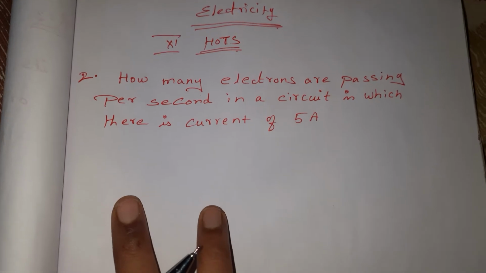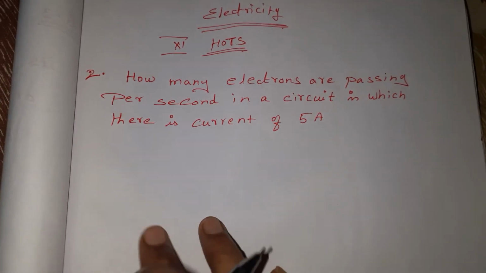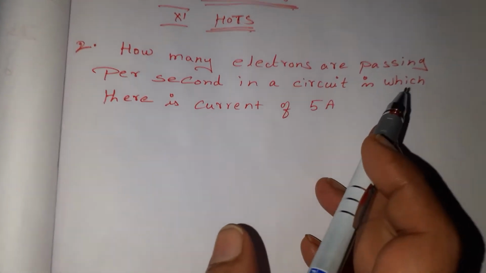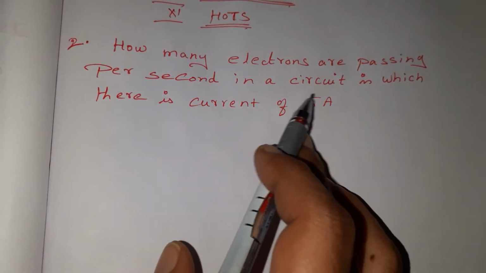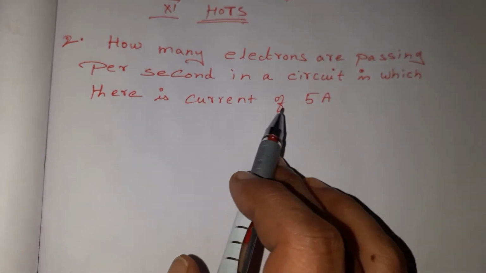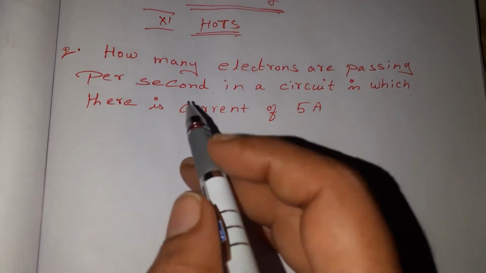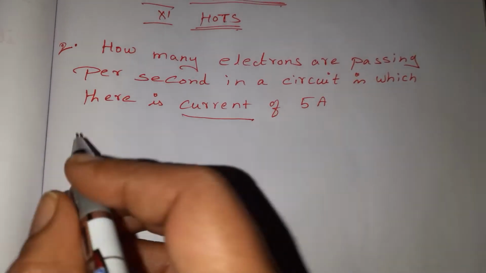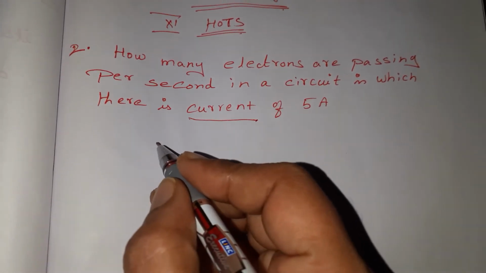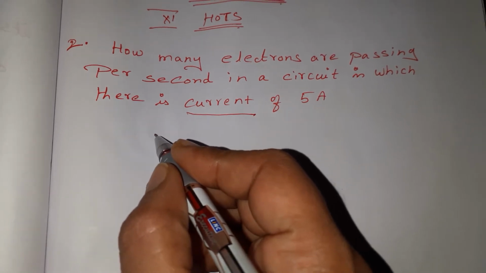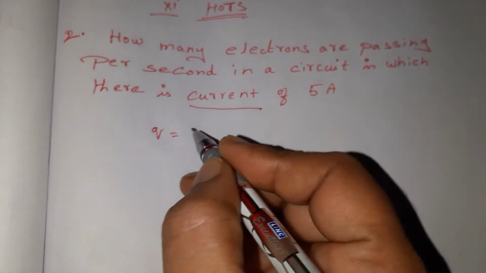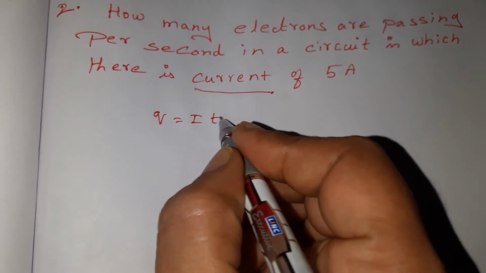Hot sum. In electricity, the hot sum is given as: how many electrons are passing per second in a circuit in which there is a current of 5 ampere. The formula for current: Q is equal to I into T.